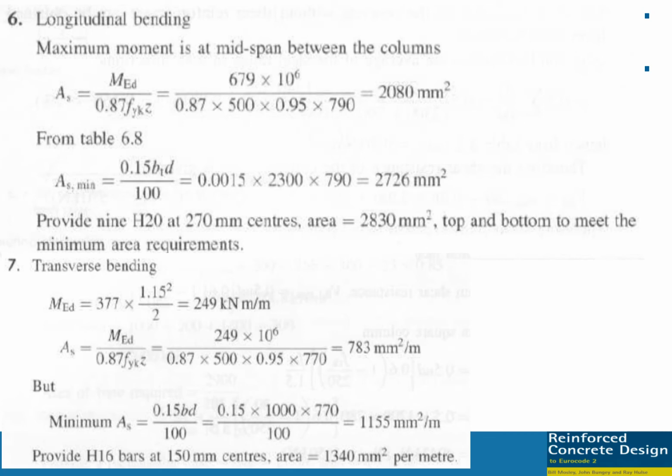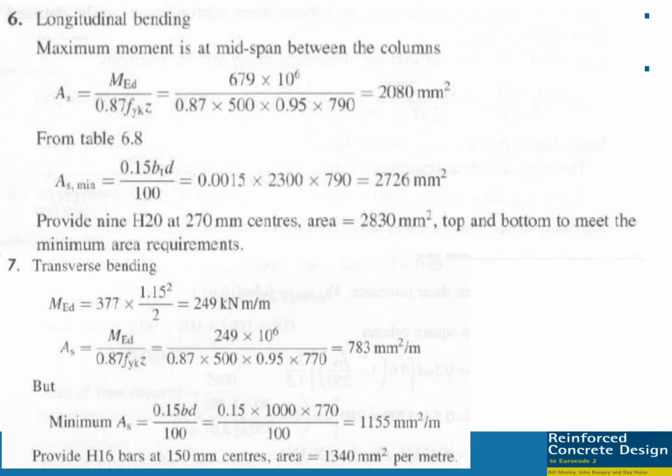and then at top and bottom to meet the minimum area requirement. So we provide the reinforcement at the top and bottom of the footing. Okay, after that, provide the transverse bending. So the transverse bending is the bending moment along the 2.3 meter length.